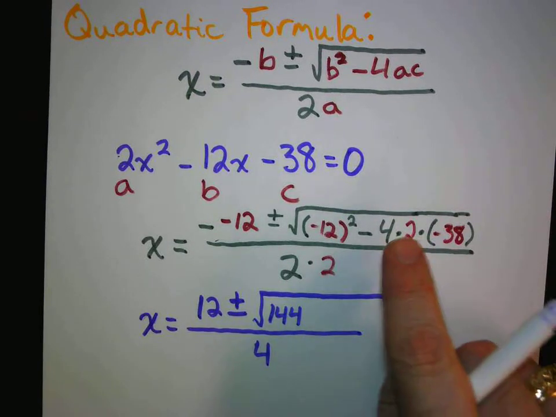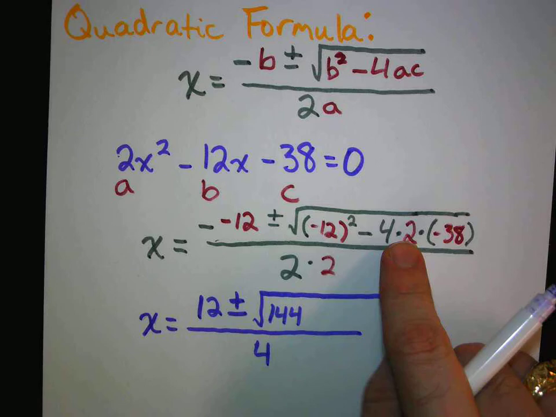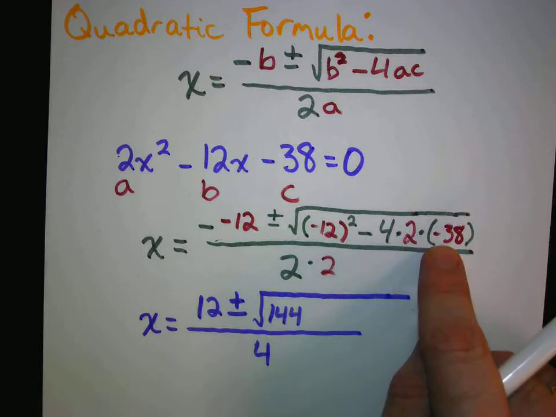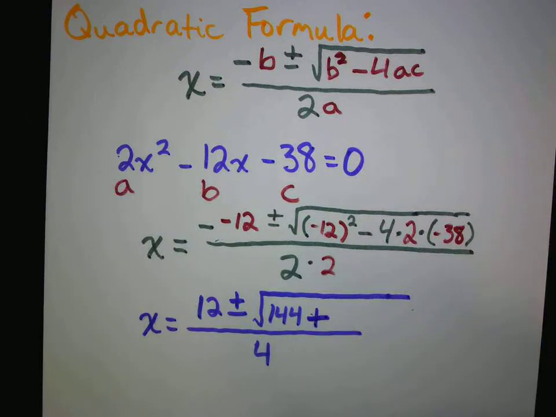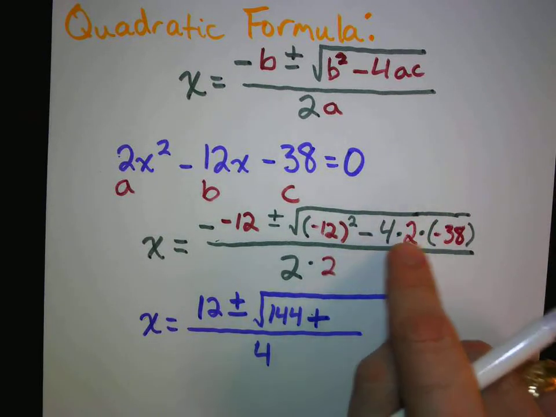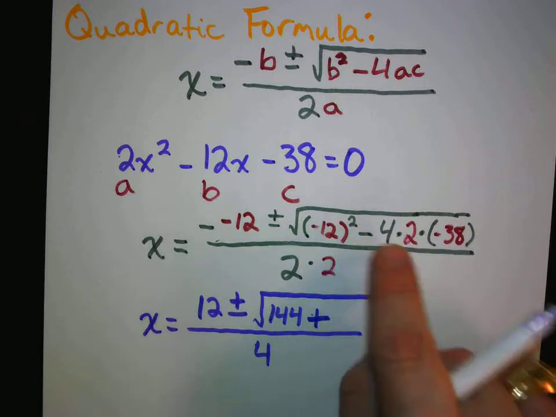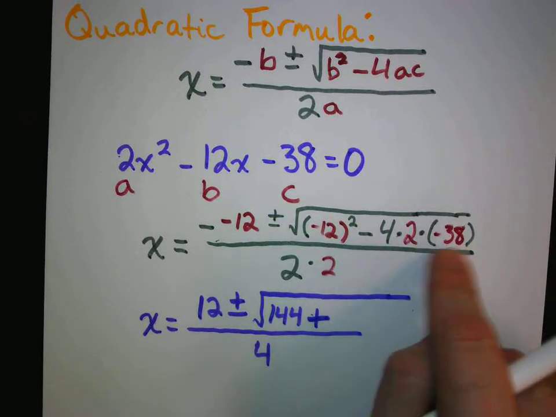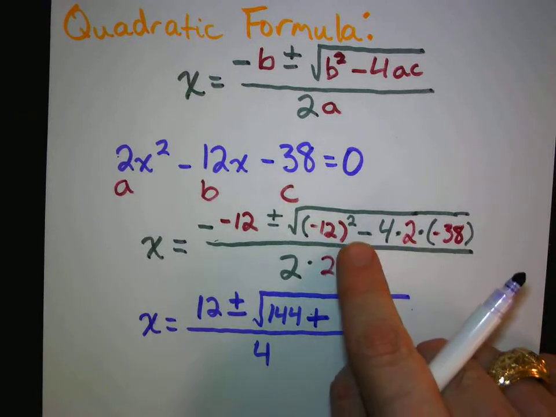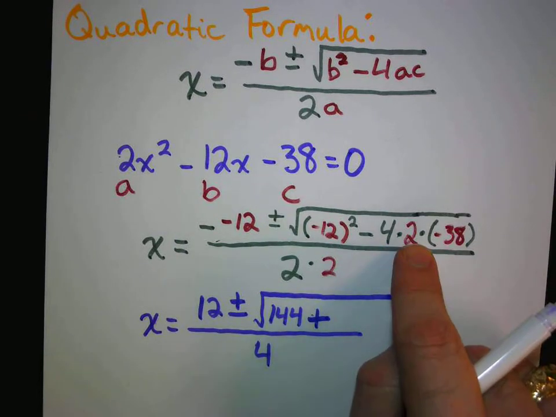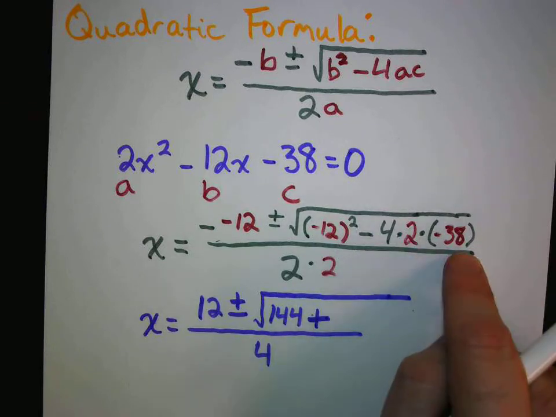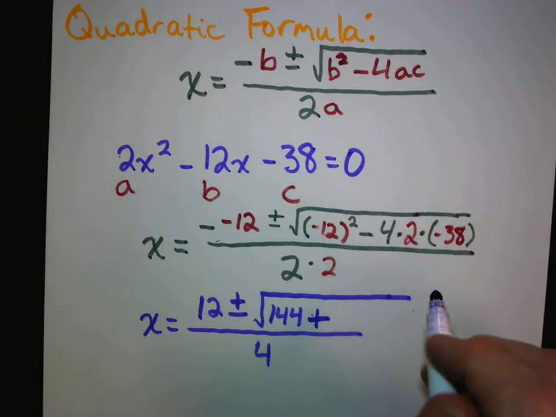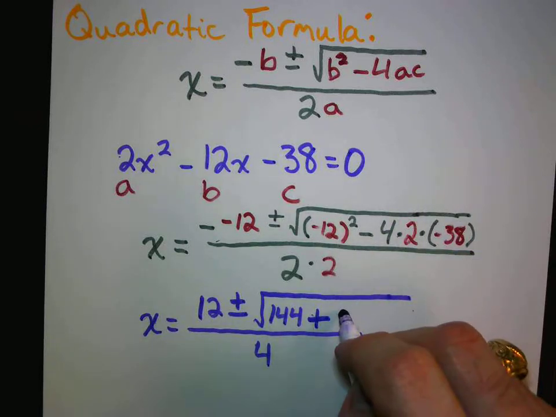Now, what I would do over here is count up the number of negatives you have. You have a minus and a negative, so that makes 2 negatives, which is going to make whatever we do over here positive. If it were an odd number of negatives, it would come out negative. But since we've got 2, an even number, it comes out positive. So positive 4 times 2 times 38, which is positive 8 times 38, which is 304.